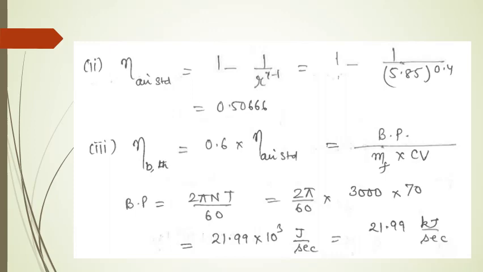Now the brake power is equal to 2 pi NT upon 60. Now N is given as 3000 rpm and the torque is given as 70 Newton meter. So with the help of these given values, we find the value of brake power is equal to 21.99 kilojoule per second.